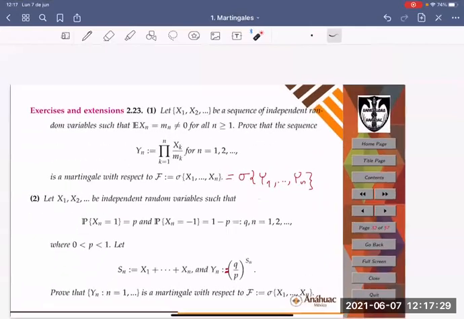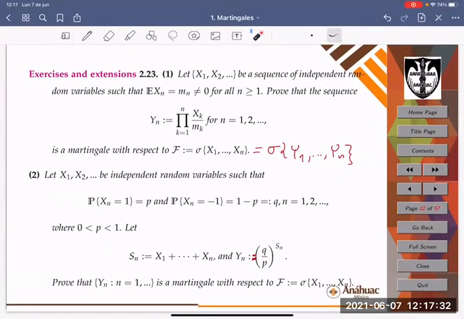Okay, now for exercise number 2. Here I have that they give us a sequence of independent random variables, right? And they are almost Bernoulli random variables. As you can see, they can be worth 1 or -1 with probabilities p and q respectively. And that happens for all the members of this sequence of random variables. Of course, p and q are between 0 and 1.